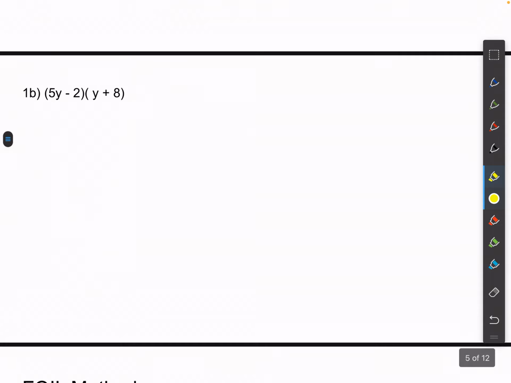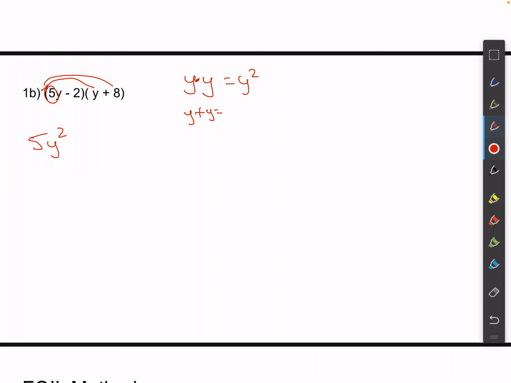All right, so for 1b, this is the one you really should try, so go ahead and try this one out. All right, let's take a look at it here. So I'm going to take 5y, and I'm going to distribute it to this. So 5y times y gives me 5y squared. Remember that y times y, if you multiply the y's together, you get y squared. If you add the y's together, you get 2y. Very different, okay? Somewhat related, but different. So just make sure that whenever there's a variable multiplied by itself, you square it. Next we have 5y times 8, which is going to be plus 40y.